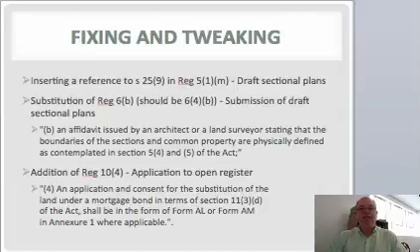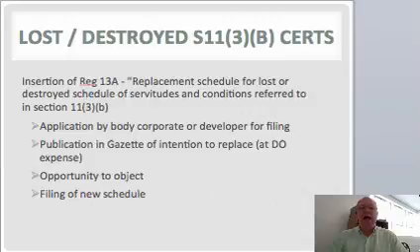And then there's the addition of Regulation 10.4, which deals with the application to open a register and deals with how two new forms are dealt with in the application and consent for the substitution of land under a mortgage bond. The first important element where we pause for a second is that the regulations now make specific provision for lost or destroyed Section 11.3b certificates.